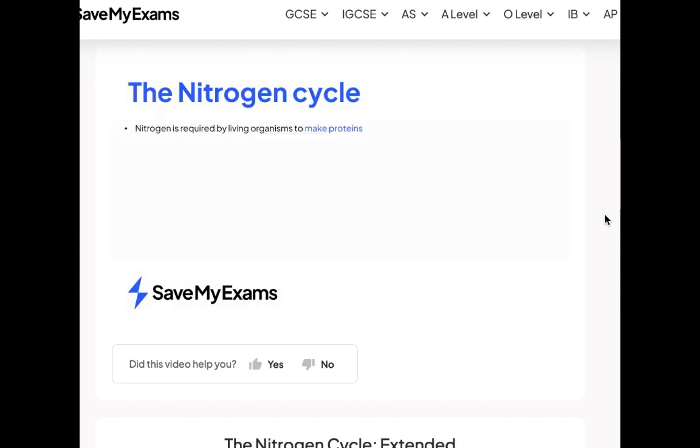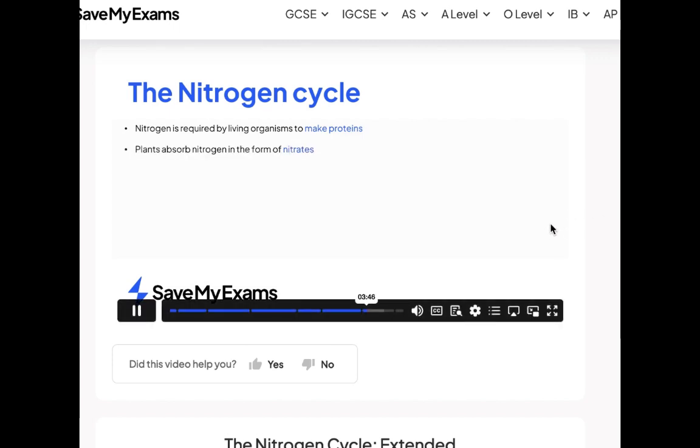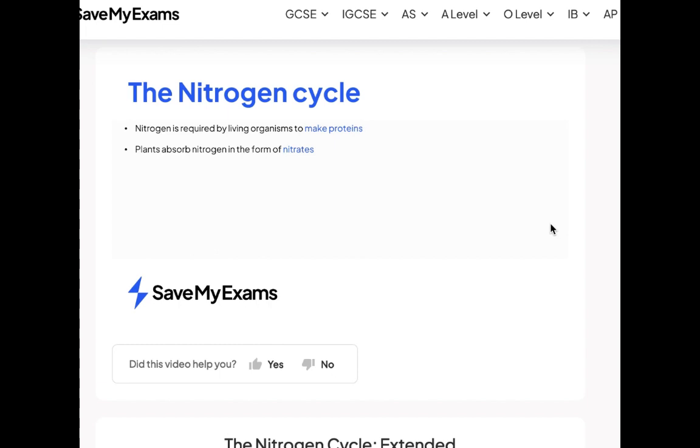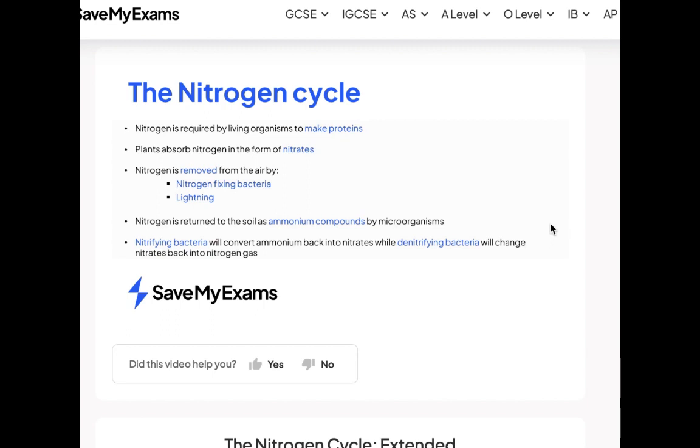So in summary, living organisms need nitrogen to make proteins. Plants can only absorb nitrogen if it has been converted into nitrates. This is done by the action of nitrogen-fixing bacteria and lightning. Nitrogen is returned to the soil in the form of ammonium compounds by microorganisms involved with the breakdown of animal waste and decomposition. The action of nitrifying bacteria will convert ammonium compounds back into nitrates during nitrification, while denitrifying bacteria will remove nitrates from the soil by converting it back into nitrogen gas during denitrification.